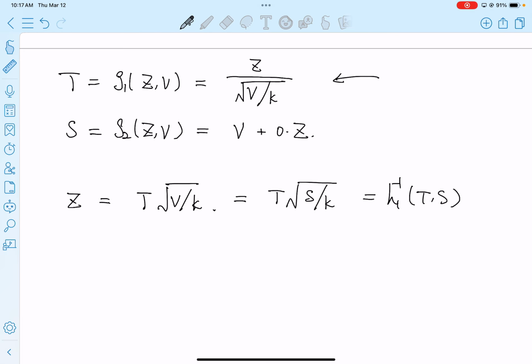Okay. Now we also need the inverse function for v. Because we defined s equal to v, the inverse function for v is just v equal to s. Okay. And also, if you want, you can always put in a 0 multiplied by t. This is your inverse function.